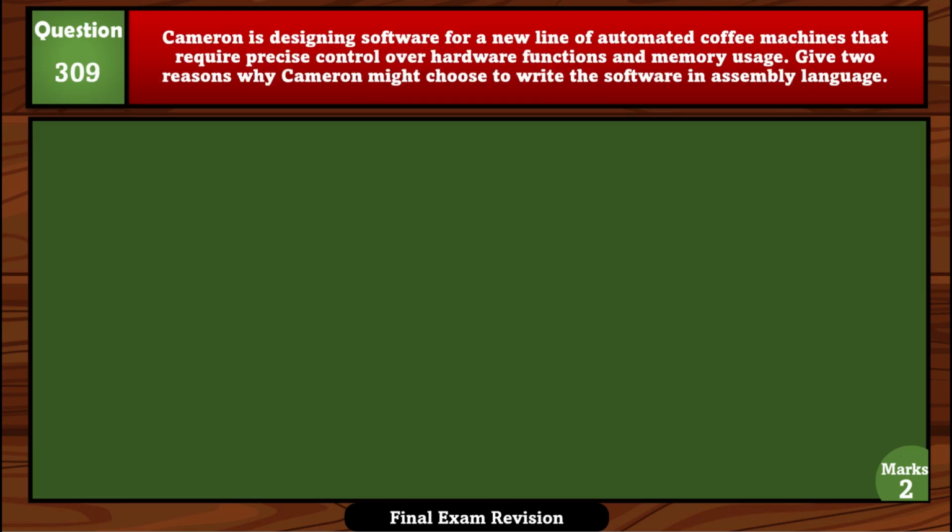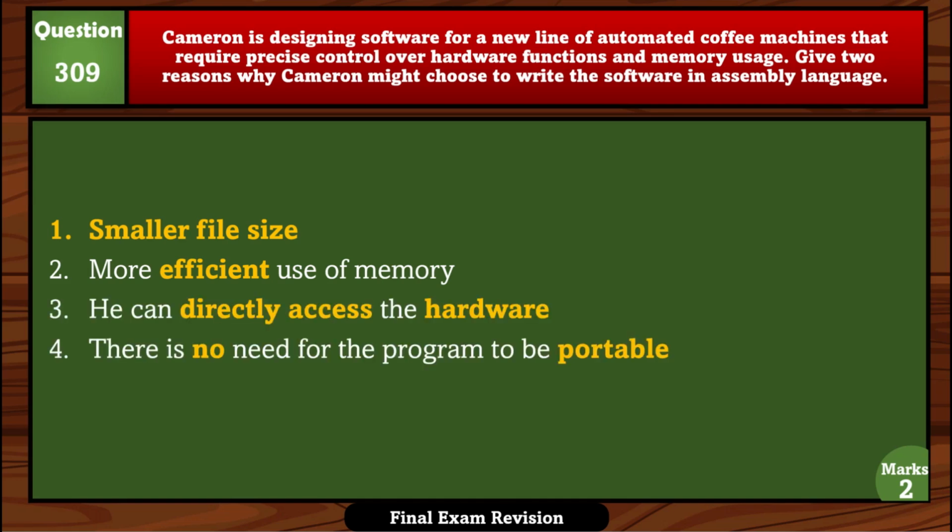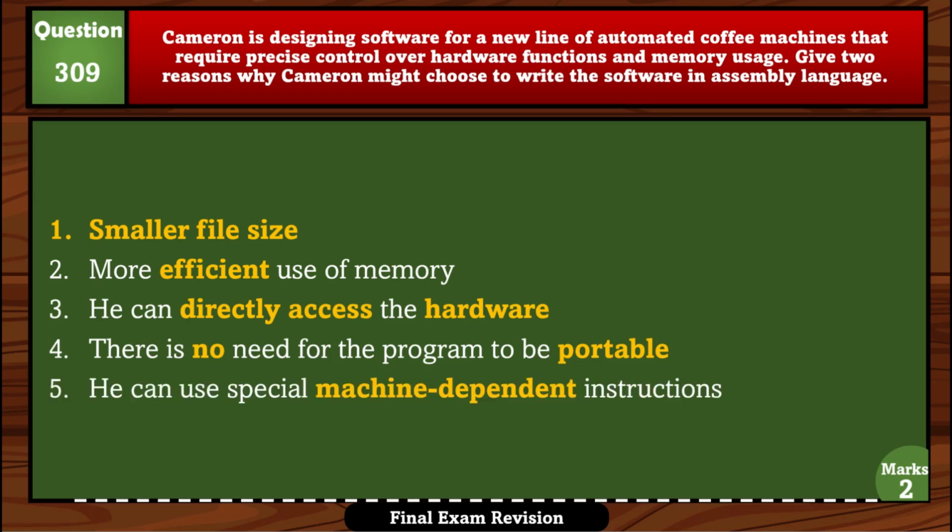Question 309. Cameroon is designing software for a new line of automated coffee machines that requires precise control over hardware functions and memory usage. Give 2 reasons why Cameroon might choose to write the software in assembly language. Number 1, smaller file size. Number 2, more efficient use of memory. Number 3, he can directly access the hardware. Number 4, there is no need for the program to be portable. Number 5, he can use special machine-dependent instructions.